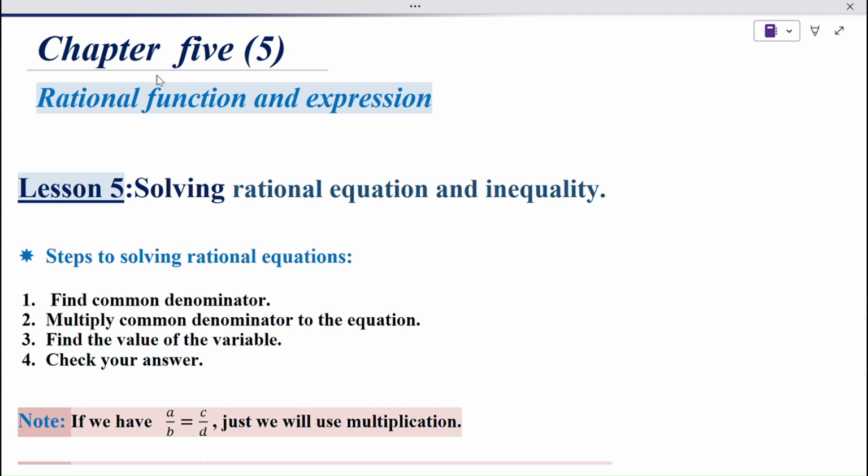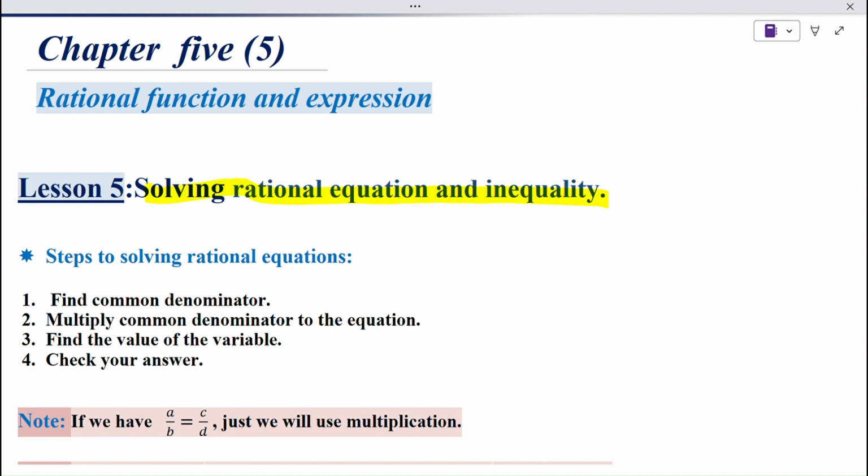Hello guys, this is lesson 5 in chapter 5 about solving rational equations and inequalities. In this lesson, we will talk about solving rational equations and inequalities. At first, we will talk about solving rational equations. How can you solve a rational equation?